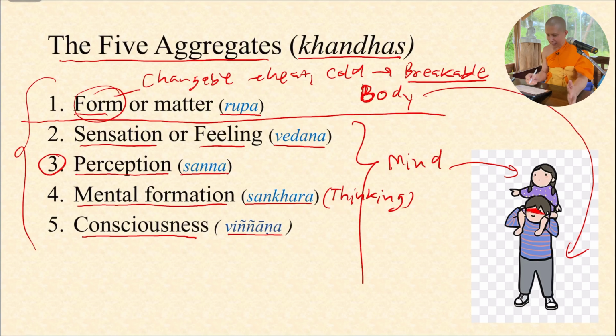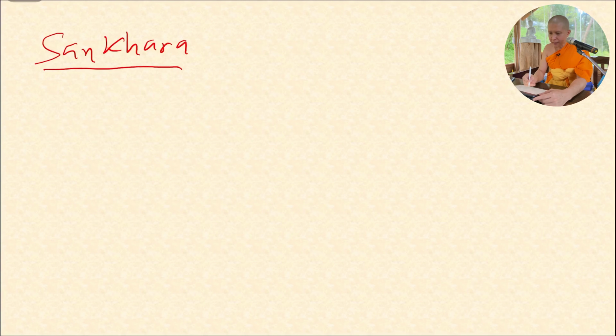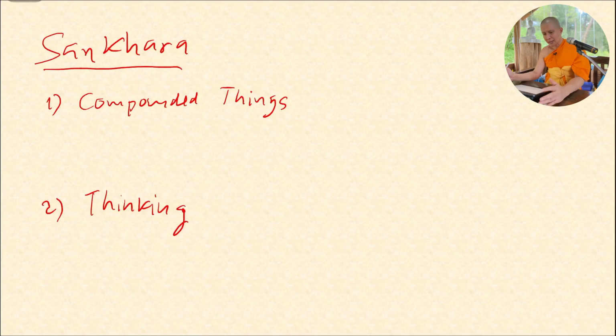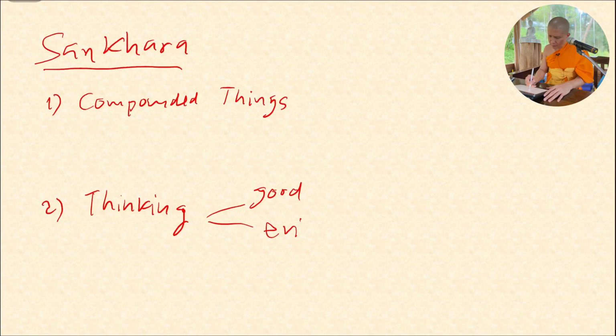And number four, mental formation, or sankhara. Again, this is a big word, sankhara. Sankhara in Buddhism has at least two meanings. The first one is called compounding. And the second one, in the five aggregates, means thinking. It's a big difference, same word. Don't get confused. When we talk about sankhara, you need to know which particular topic we are talking about. In this case, we're talking about the five aggregates. Sankhara in the five aggregates points specifically to the ability of the mind to think. Mental formation means you can think of good things, you can think of evil things, or you can think of neutral things, not good, not bad.